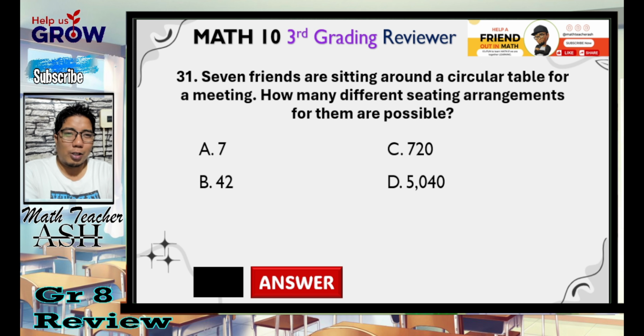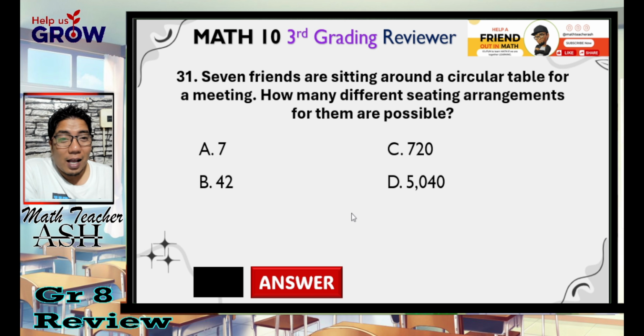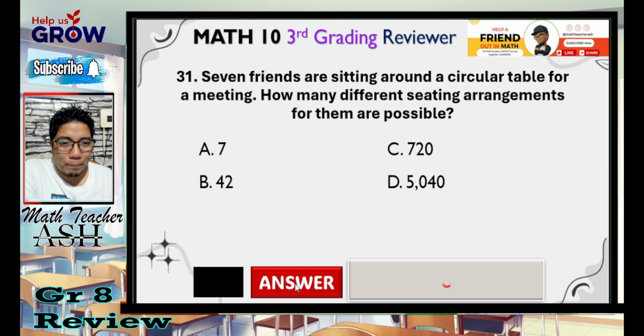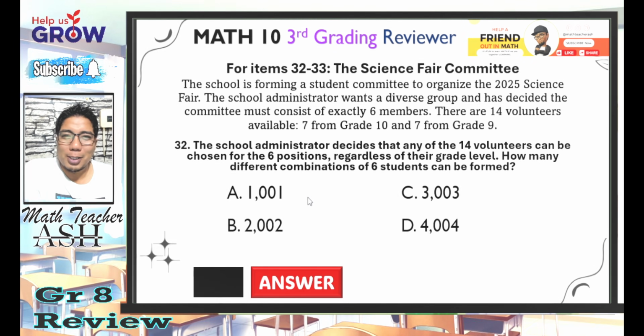Okay, my dear math learners, this is an example of circular permutation, and the formula for circular permutation is basically n minus 1 factorial. So you have here 7 friends, so that would be 7 minus 1, which is 6 factorial. 6 factorial is 6 times 5 times 4 times 3 times 2 times 1, and that is, I think, 720. Let's check whether we are correct. Alright, easy, right? Now let us go to question number 32.